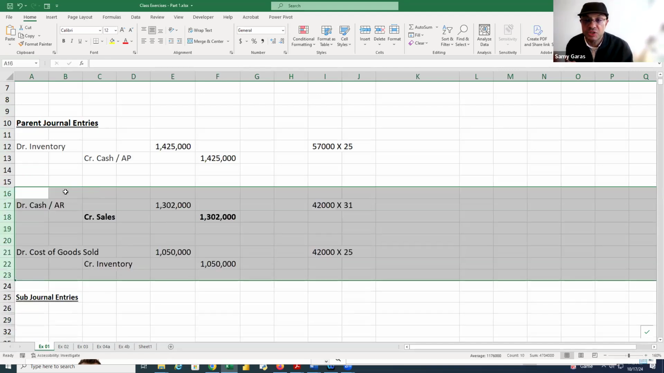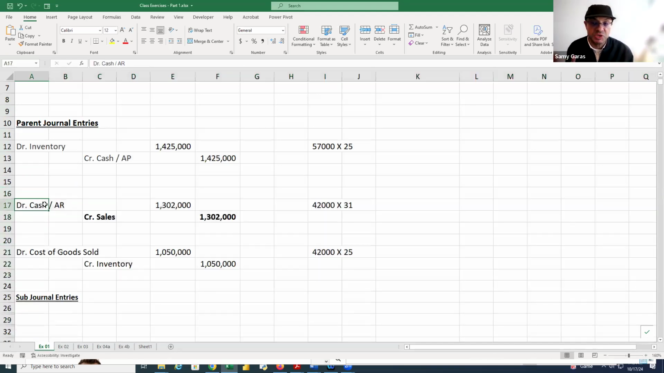And here are the journals. For the selling price, we debit cash or accounts receivable, credit sales. We multiply 42,000 by 31. Then another one for the cost price: debit cost of goods sold, credit inventory, by 42,000 times 25. And here you can tell that 25 is the cost of the parent, which has been reflected. Now the subsidiary will buy the inventory from the parent.